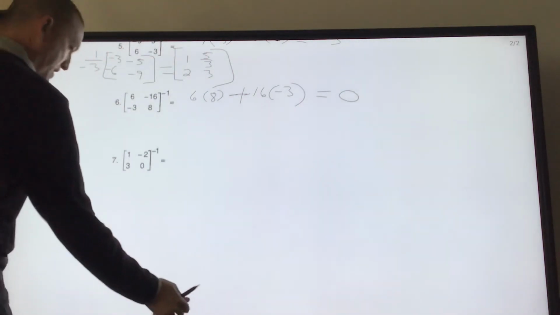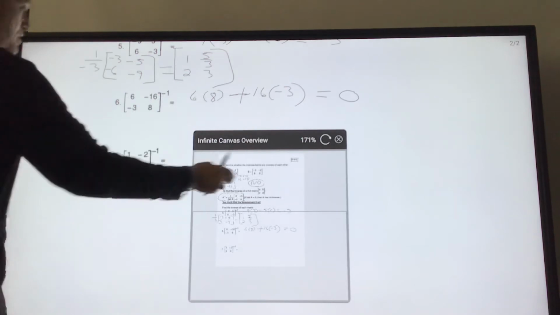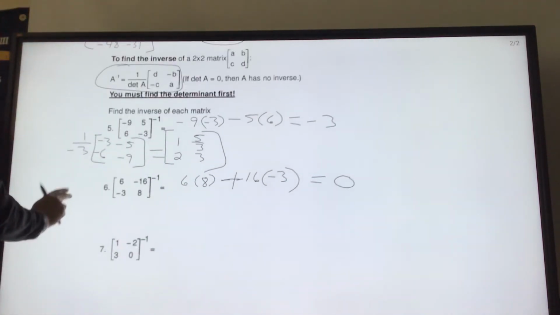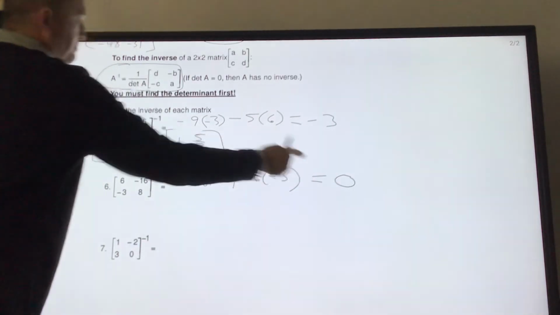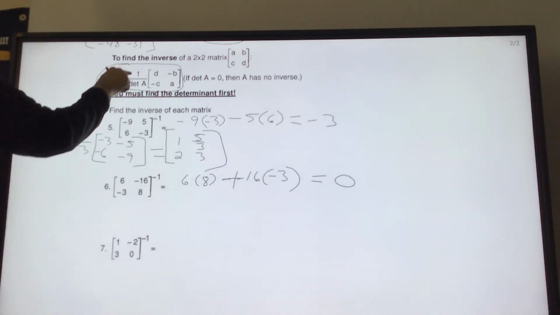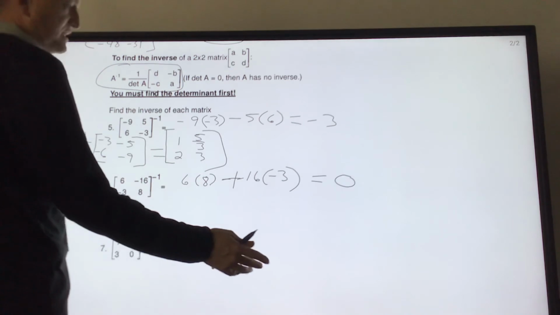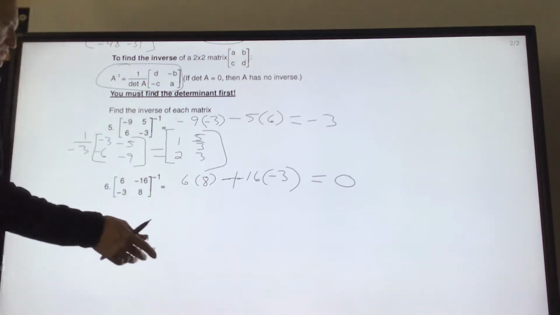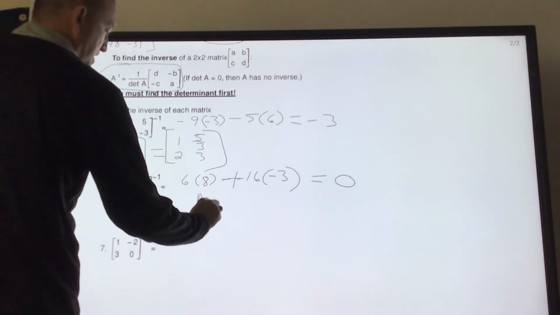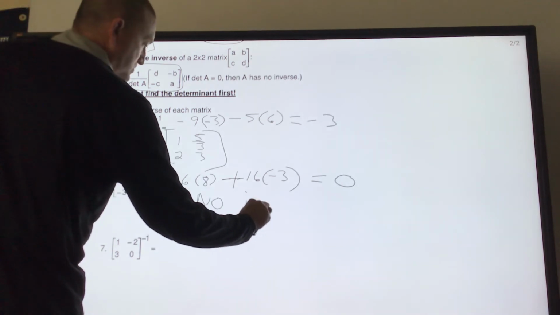If I were to go back and try to plug that determinant into the formula, I can't. If I put 0 in here under the 1, that's 1 over 0. We know that does not exist. That is impossible. That would give us an error. Cannot ever have a 0 in the denominator, so this one has no inverse.